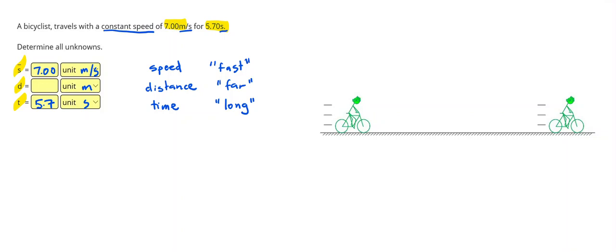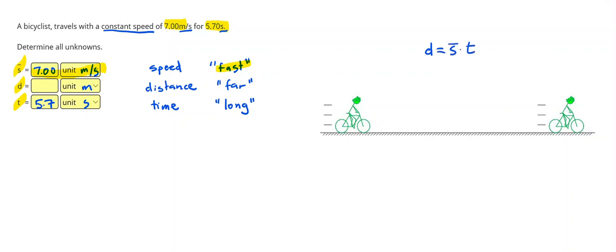All right, so what this 7 meters per second means, we need to define what speed means. So we said speed is how fast, or another way to think about it is how far you're traveling each second. So the first second, that bicyclist traveled 7 meters. The next second, another 7 meters, and over again. But this is 5.7 seconds, so we have to think about this. Adding over and over again is the same thing as multiplying. So our equation is going to be the distance equals average speed times time.